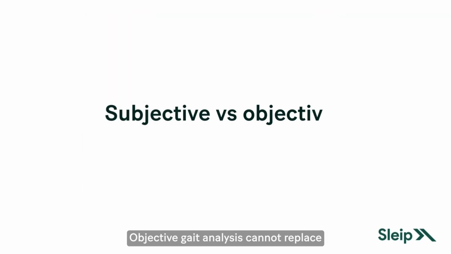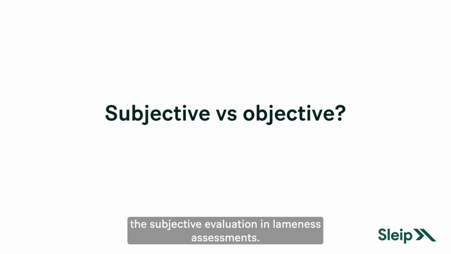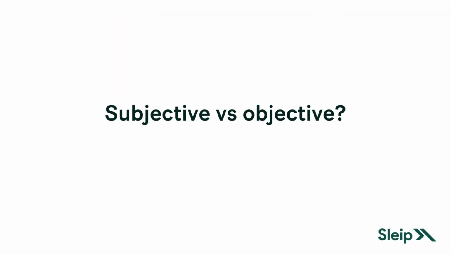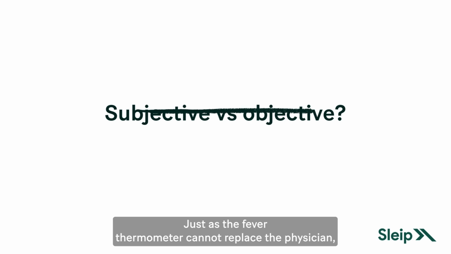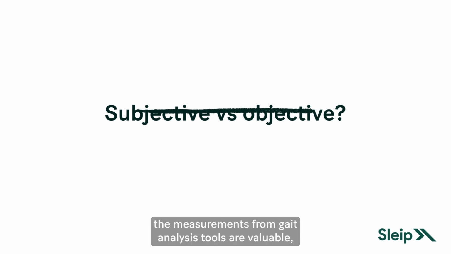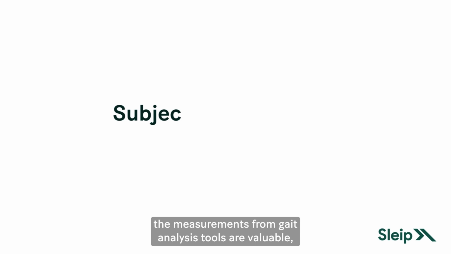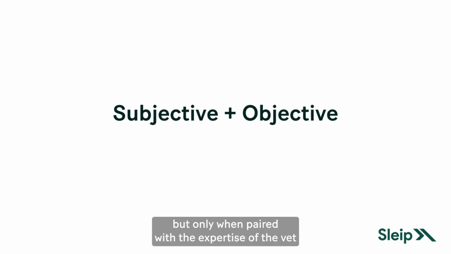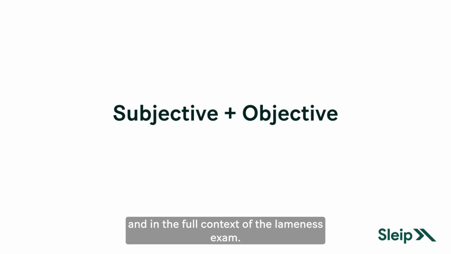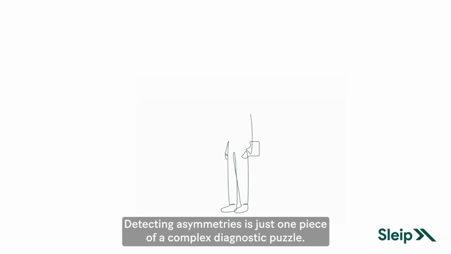Objective gait analysis cannot replace the subjective evaluation in lameness assessments, just as the fever thermometer cannot replace the physician. The measurements from gait analysis tools are valuable, but only when paired with the expertise of the vet and in the full context of the lameness exam. Detecting asymmetries is just one piece of a complex diagnostic puzzle.